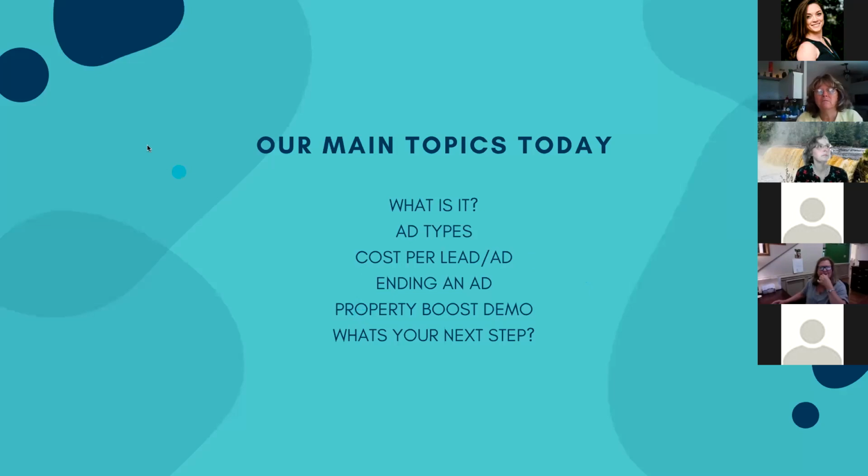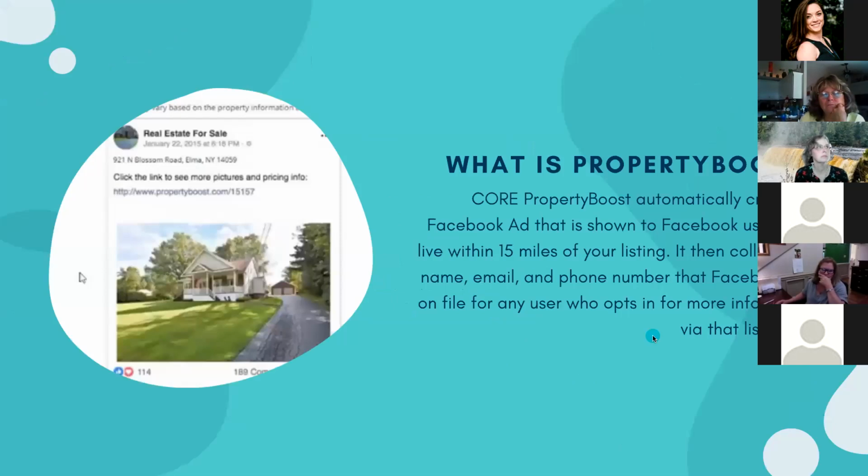Our main topics today that we are going to cover is what is it? We've covered that a little bit already. We're going to cover the different types of ads that you can run with Property Boost. We're going to talk about the cost per lead per ad. We're going to talk about how to end an ad if you need to end it early and some of the ramifications of that. And then we're going to actually go through how to set up an ad. And then what's your next step? So that's going to be nurturing those leads that actually come into your KV Core through the Property Boost.